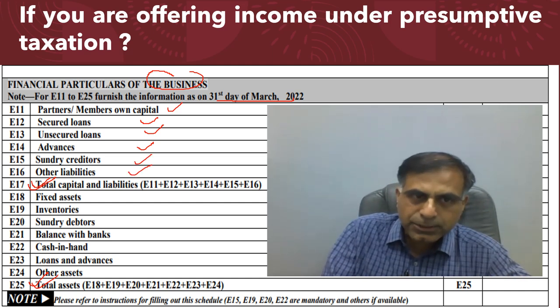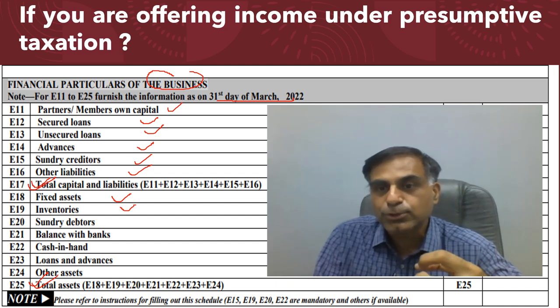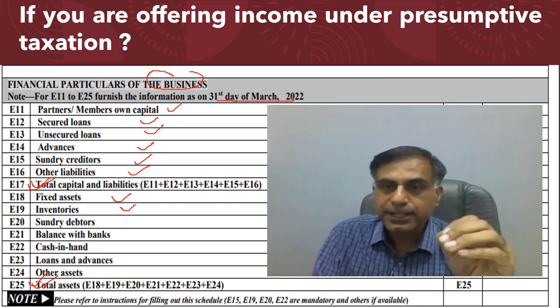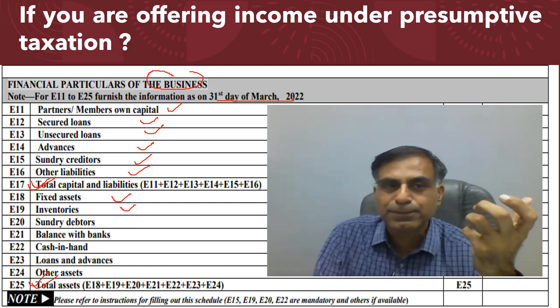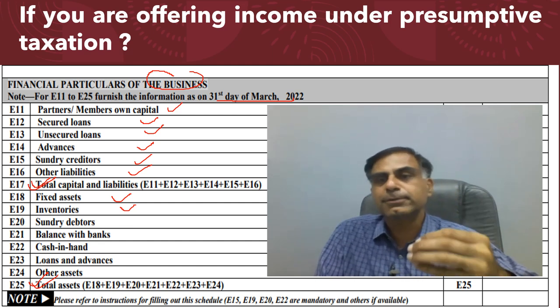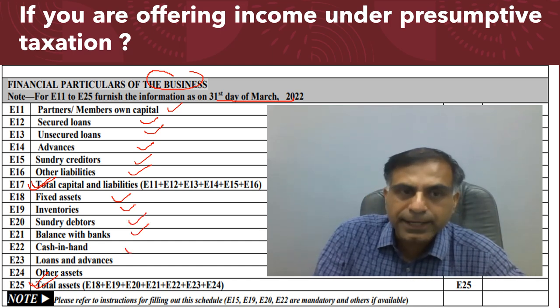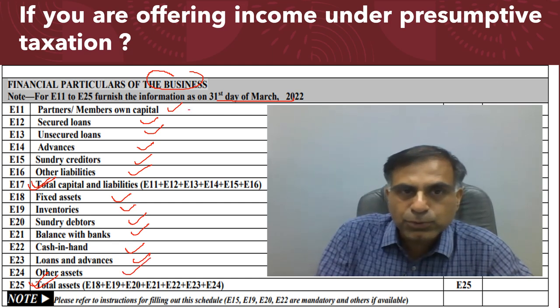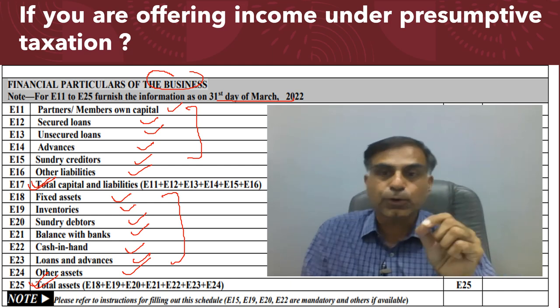And the assets, you are supposed to report fixed assets. Now, law has not mentioned cost or WDV. So, in my opinion, it can be any one of them because the law is not specifying. ITR form is not specifying. Inventories should certainly be your cost. Sundry debtors, balance with the bank, cash in hand, loans and advances, other assets. So, these are the values which you can report in the ITR form, that is ITR form 4.